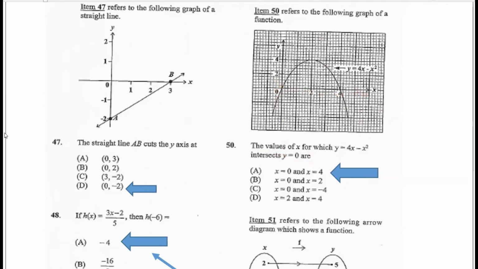And to be fair, the curve intersects the x-axis at 2 points. That's at 0 and 4. Again, y equals 0 is the x-axis. And the 2 points, the curve cuts the x-axis at 0 and 4. At x equals 0 and x equals 4.